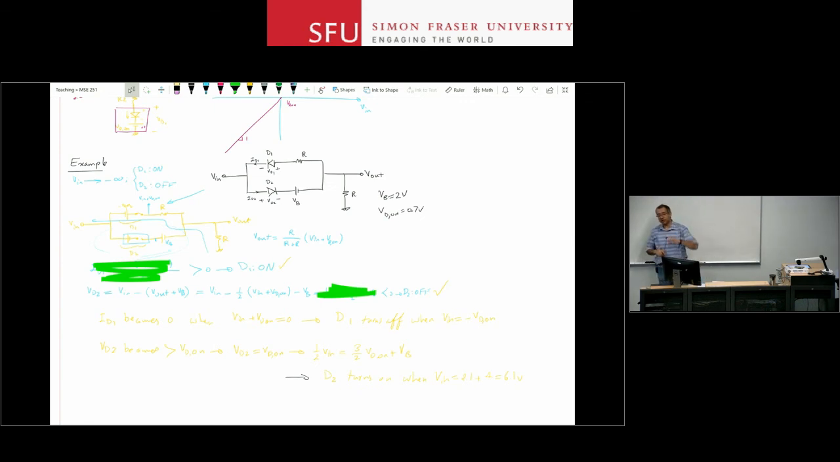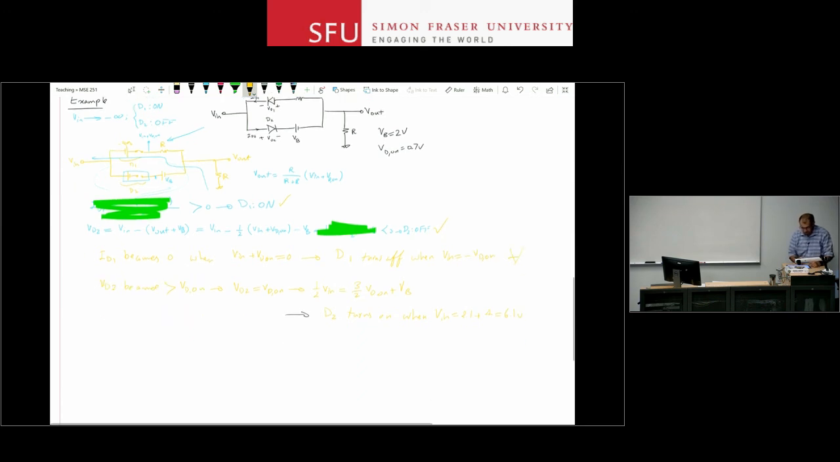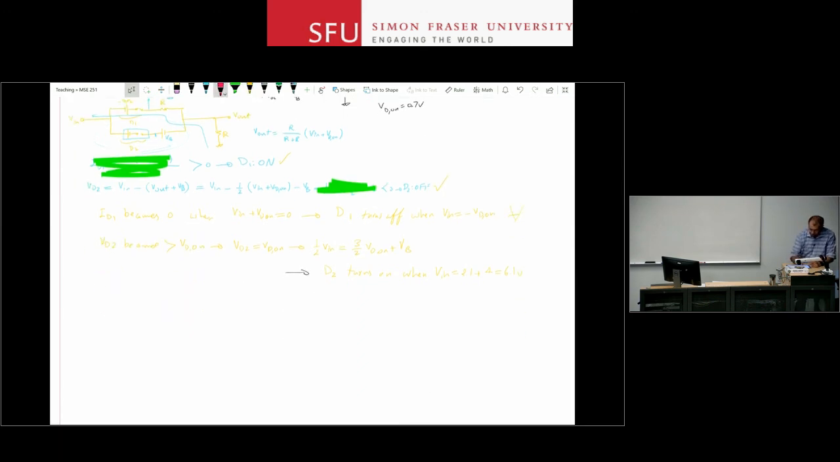One of these two things will happen first. Sometimes both can happen at the same time in some special circuits, but in this case, this one actually happens first. What that means is that as you increase the voltage from minus infinity, D1 will turn off first. And in that case, you go from the circuit that you had in the above to this circuit.